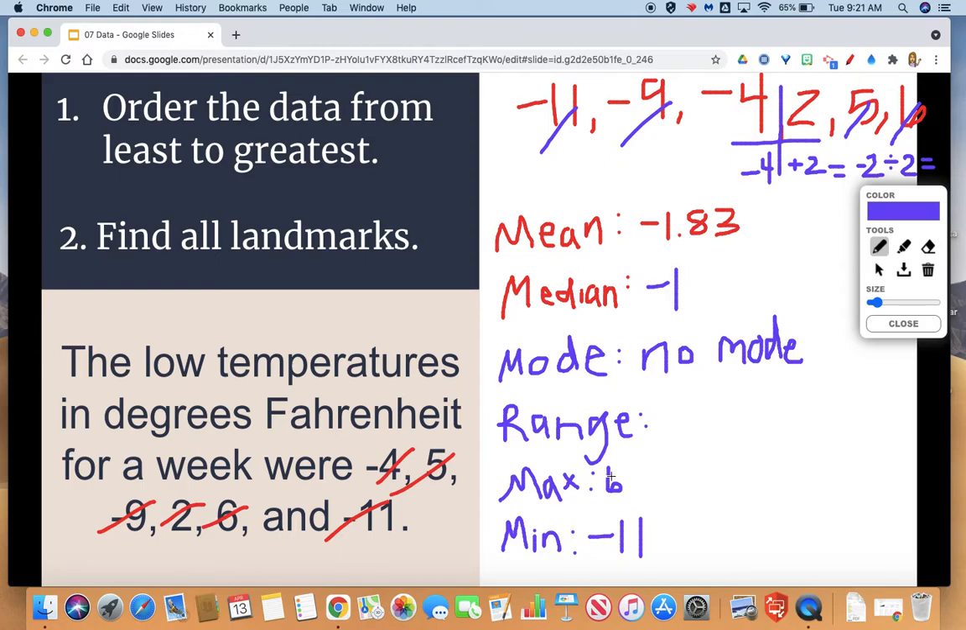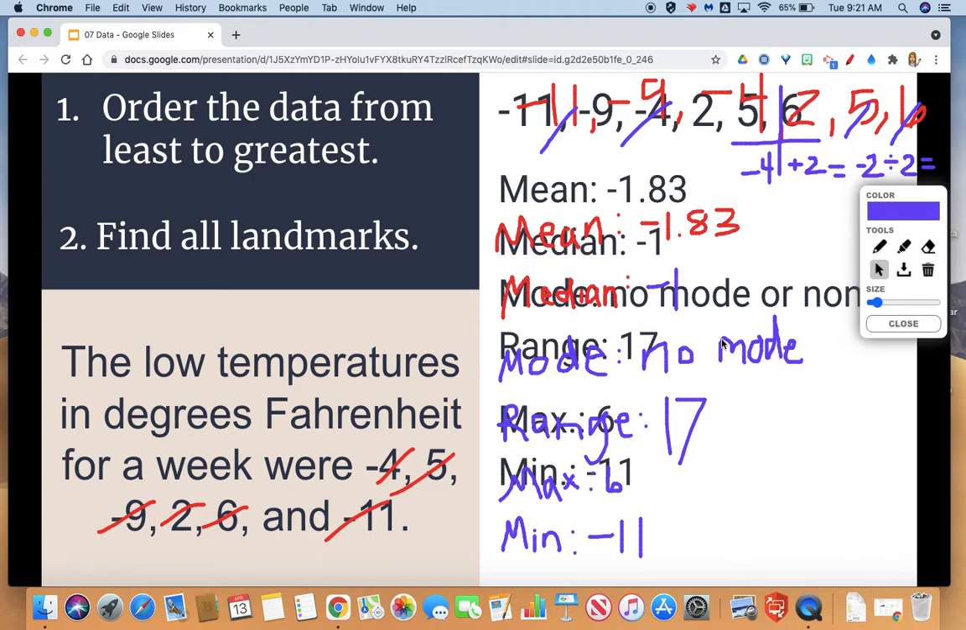So now I'm going to subtract 6 minus a -11. I get 17. That's how far apart my largest and my smallest numbers are. If you need help plugging in negatives on a calculator, check in with your teacher, but if you're on a TI-30, next to the equal sign to the left is a negative sign, and you can apply that to all of these numbers as you're plugging them into your calculator.